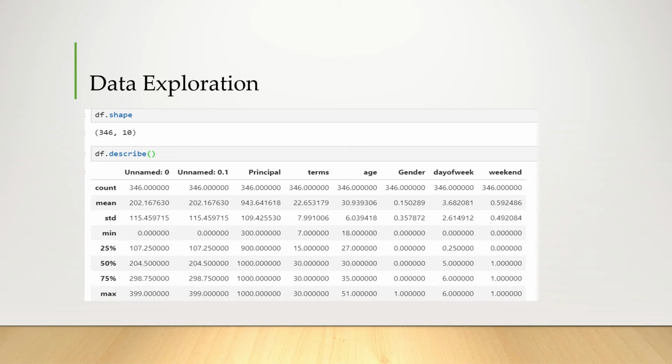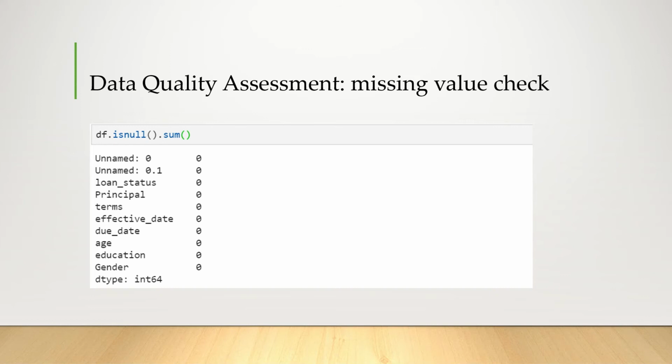Further, for data exploration, next we will check our data quality. We will use the data frame isnull method to check whether our dataset has any missing values. From this table, we can see our dataset is clean. It's well prepared for our data consumption.